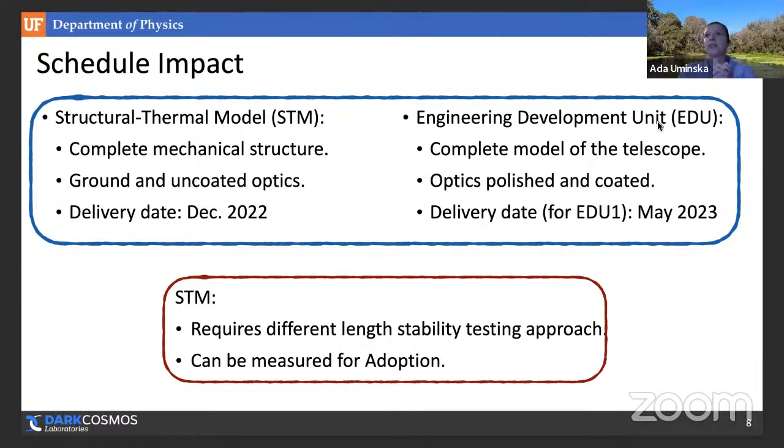The engineering development unit will be delivered to Goddard Space Flight Center for wavefront testing in May 2023, whereas the structural thermal model will be available in December 2022, so this year. So a few months ago, in April, we decided to use our prior experience with the EDU preparations and test the structural thermal model. The one big difference is that the structural thermal model, being a complete mechanical model of a telescope, doesn't have an optic that is coated or polished. So we have to take a slightly different approach to this measurement.